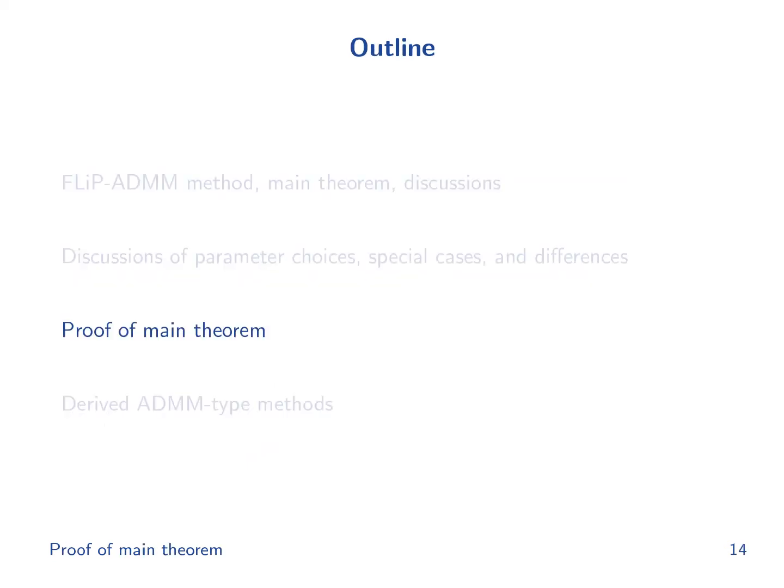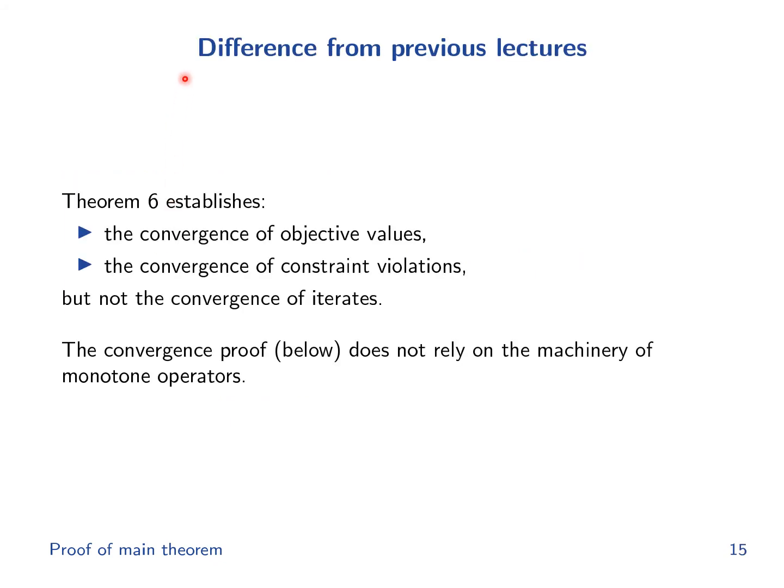Now we proceed to discussing the proof of the main theorem. Theorem 6 is very different from the theorems from previous lectures. Theorem 6 establishes the convergence of the objective values, which are f of xk plus g of yk, and also establishes the convergence of constraint violations, which are matrix A times xk plus matrix B times yk minus vector c. Theorem 6 does not establish the convergence of the iterates. And the convergence proof we present below does not rely on the machinery of monotone operators.